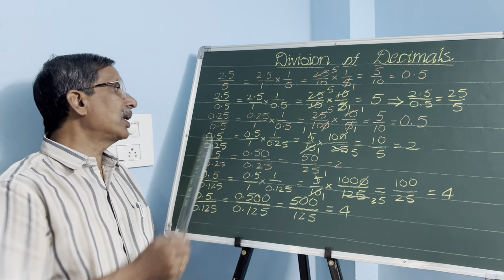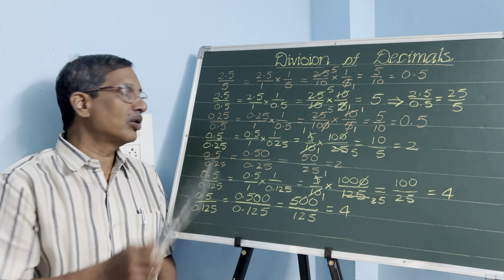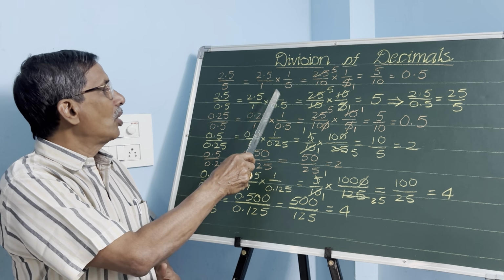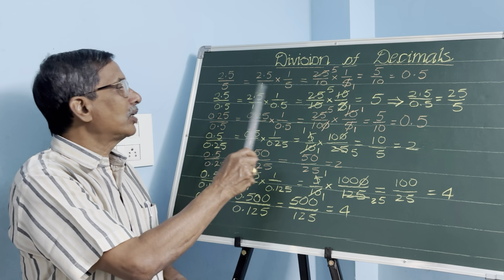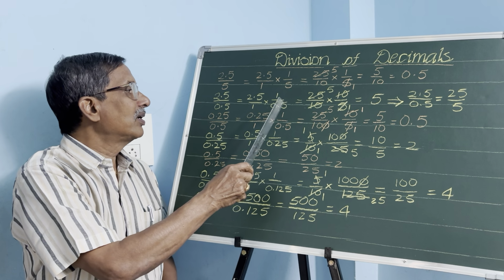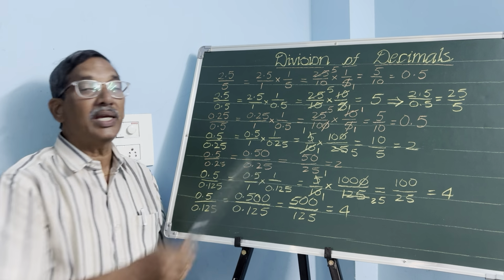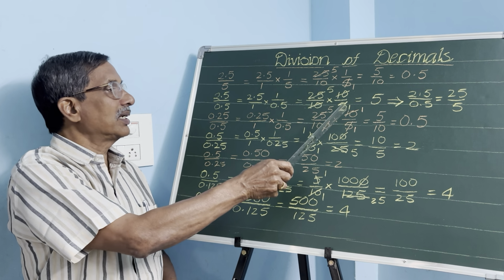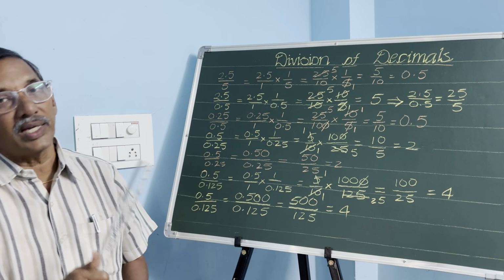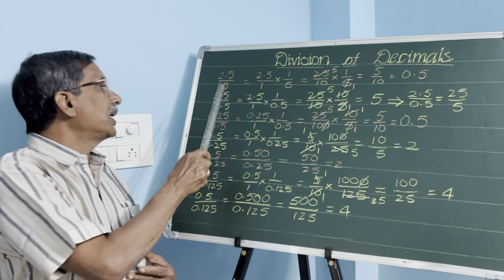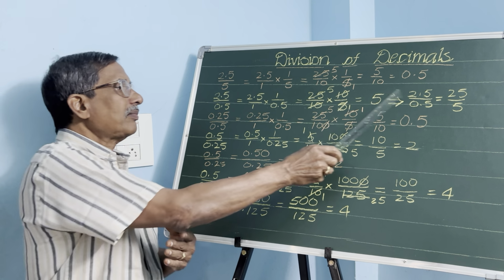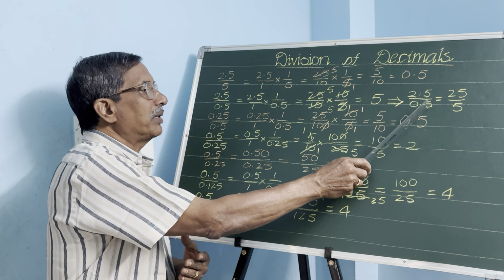Coming to the next one, 2.5 divided by 0.5. As in the above example, you can write 2.5 by 1 into 1 by 0.5. And 2.5 is the same as 25 by 10, and 0.5 in the denominator is the same as 5 by 10, so its inverse is 10 by 5. After simplification, we get 5 by 1, that is 5. See here, we have to observe one thing, that the numerator and the denominator have an equal number of decimal points.